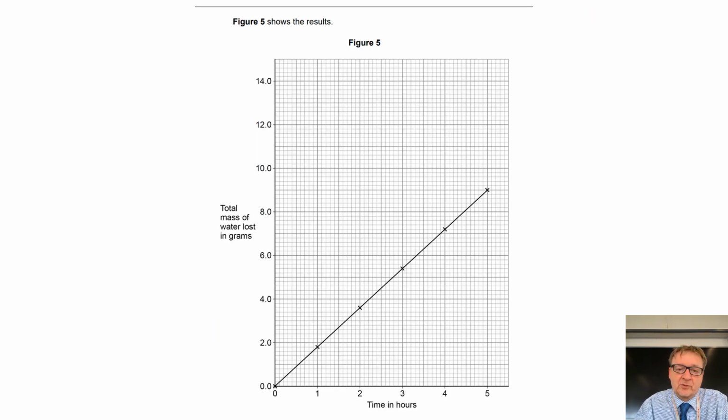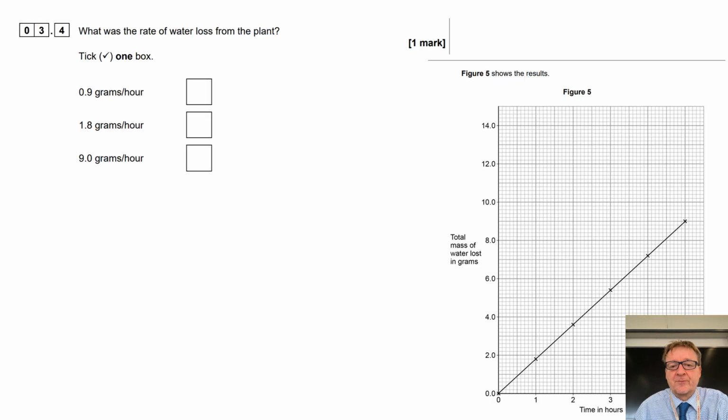What was a graph? Right, total mass of water lost in grams against time in hours. Very interesting. So that means as the time increases, the total mass of water lost in grams increases, and it's a lovely straight line as well with no little anomalous results, which makes it interesting. That's not good. What was the rate of water loss from the plant?